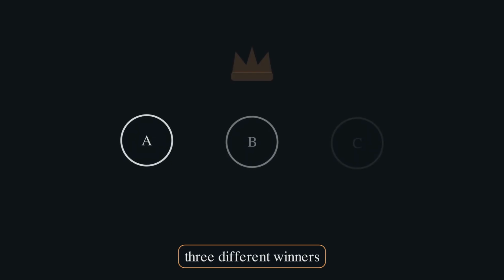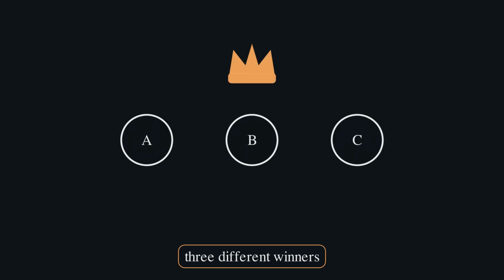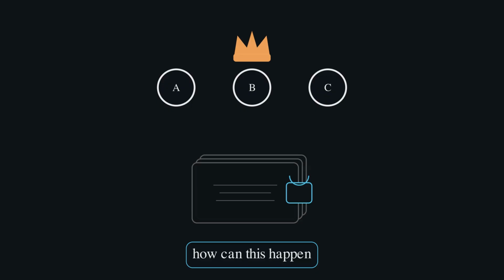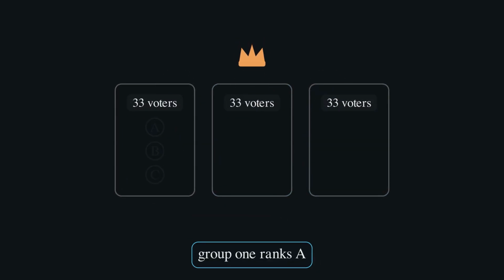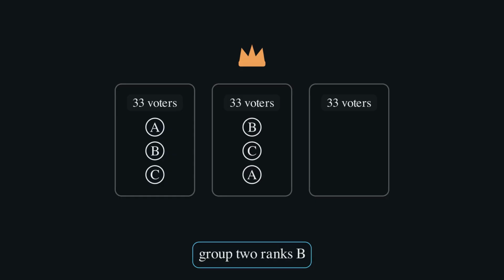3 elections, 3 landslides, 3 different winners. How can one set of voters produce all 3? Exactly 99 voters split into 3 equal groups of 33. The first group ranks A above B above C. The second prefers B, then C, then A. And the third chooses C, then A, then B.